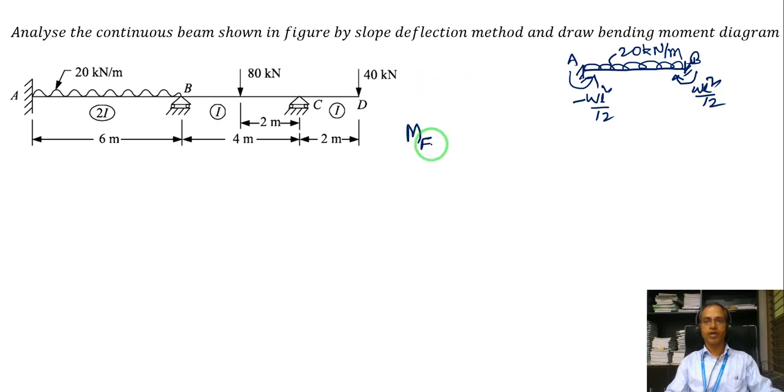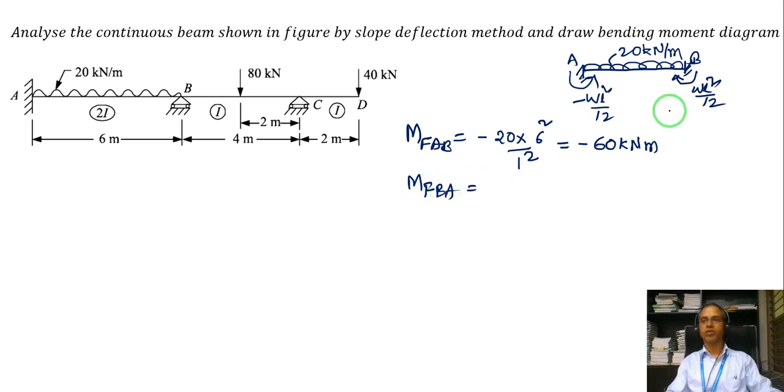So MFAB is minus WL square by 12. W is 20 into 6 square by 12. So this is equal to minus 60 kilonewton meter, and MFBA will be a positive WL square by 12. So 20 into 6 square by 12, which is 60 kilonewton meter.